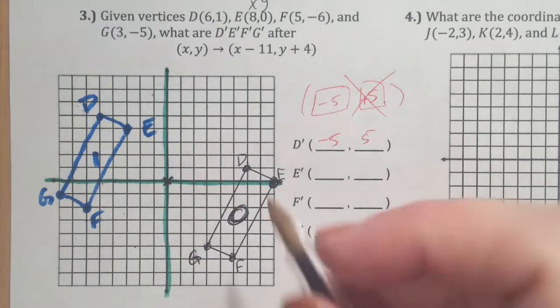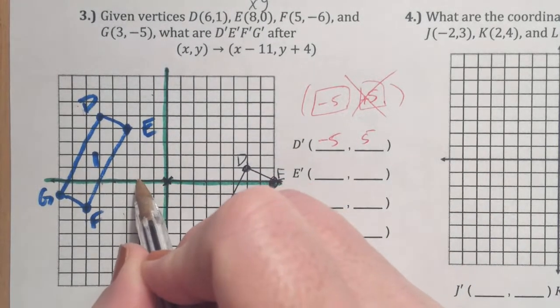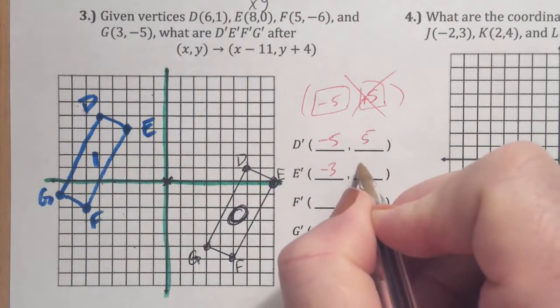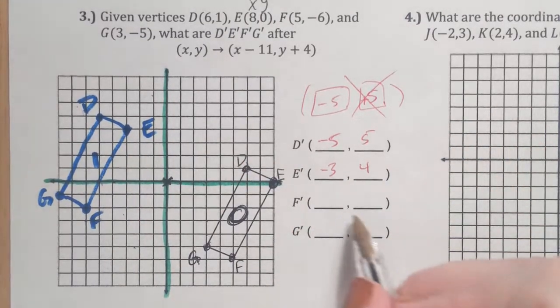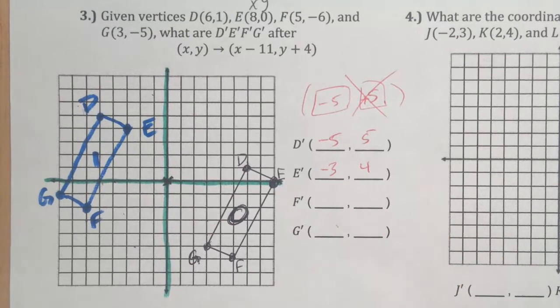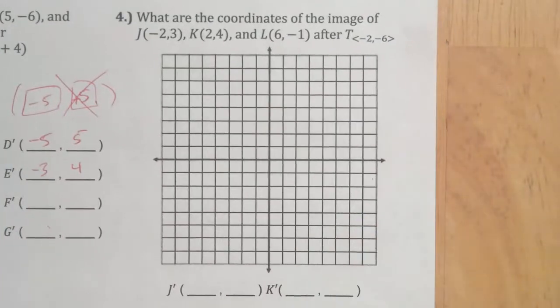All right. Okay, and then we do the same thing with E. 1, 2, 3, 1, 2, 3, 4. So -3, +4. Okay, and it's your job to do the rest, okay? All right, so number 4.